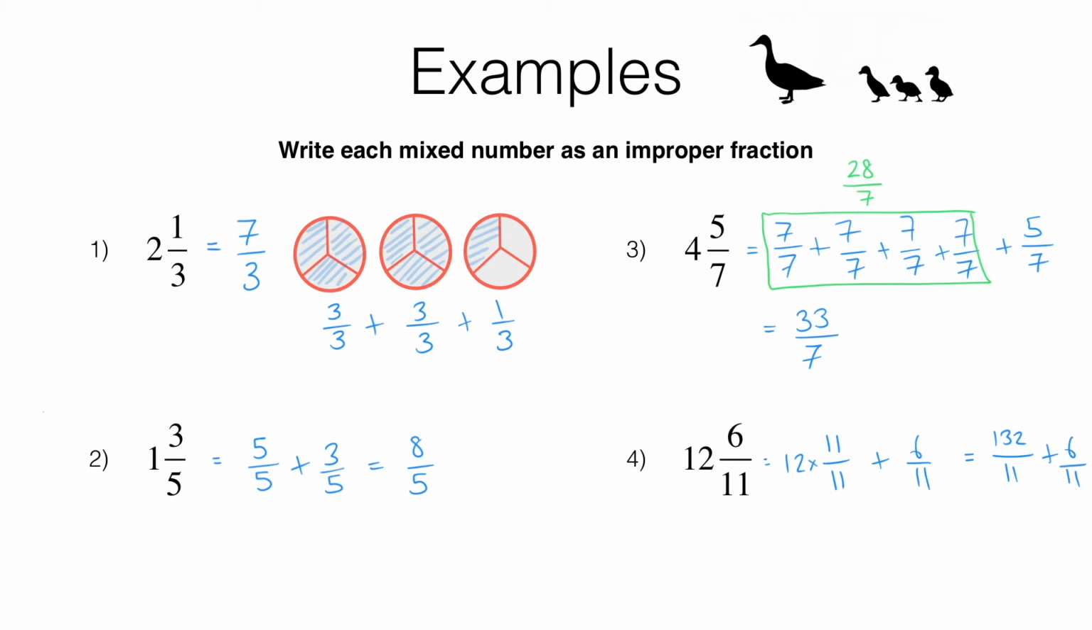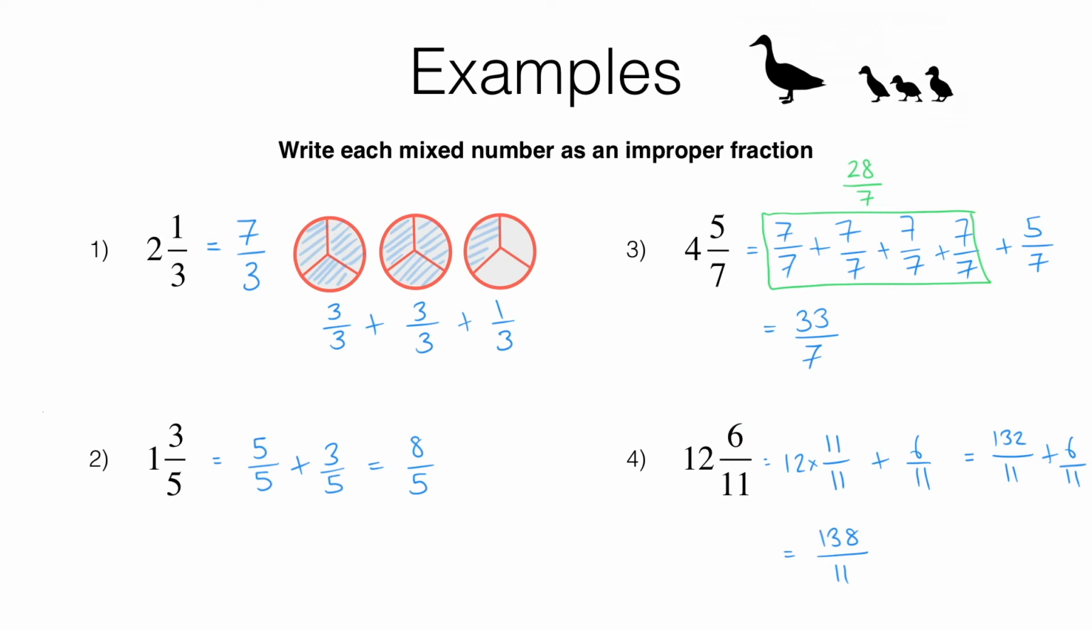Now, again, even though you might not have done adding fractions already, hopefully you would agree that if you've got 132/11ths and you add on 6 more 11ths, that's going to get you 138/11ths. And this technique works in every question we've done. Here we've done 11 times 12 plus 6 to get the numerator.